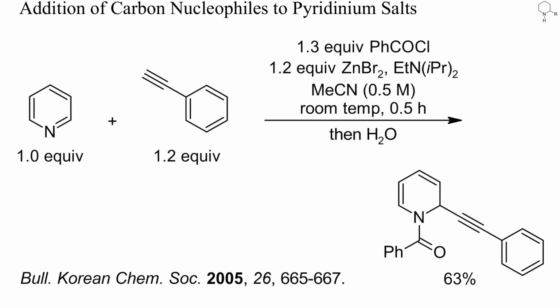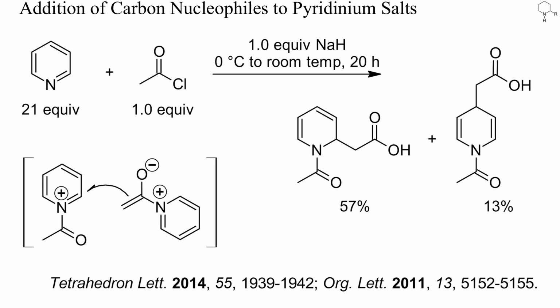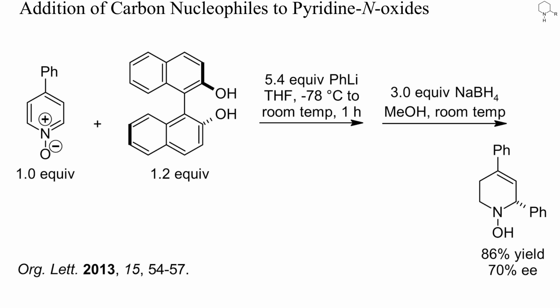Terminal alkynes do not need to be metallated stoichiometrically to add to pyridinium salts. Here, a combination of zinc chloride and a tertiary amine was sufficient to bring about the alkynylation. In this example, ketene was generated from acetyl chloride and sodium hydride in an excess of pyridine. A mixture of two regioisomeric dihydropyridines resulted. Pyridine N-oxides are less electrophilic than pyridines or pyridinium salts, but do still react with polar organometallics.